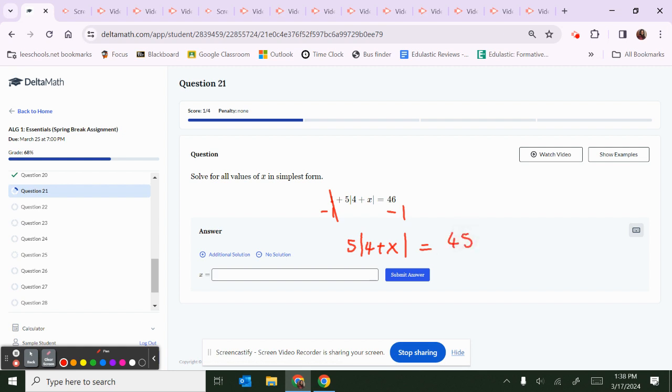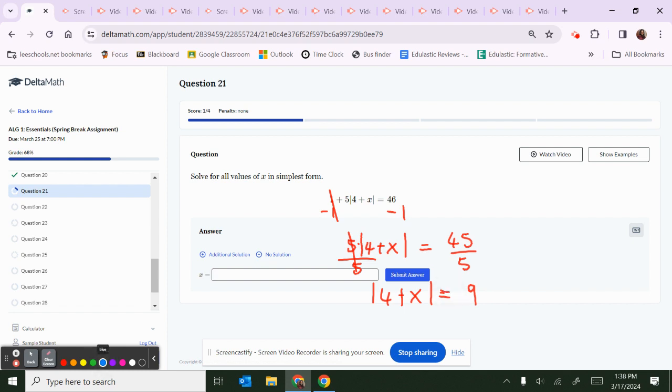Now I'm going to break up this attachment. That 5 is attached to it, so I'm going to break up the attachment by dividing by 5. So I have the absolute value of 4 plus x is equal to 45 divided by 5, which is 9. Now I'm going to apply the absolute value.